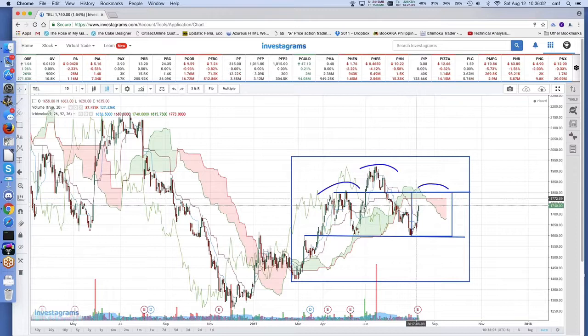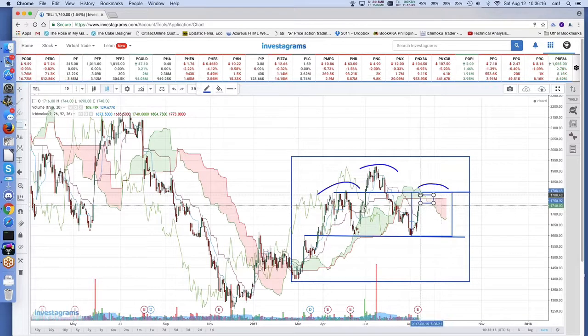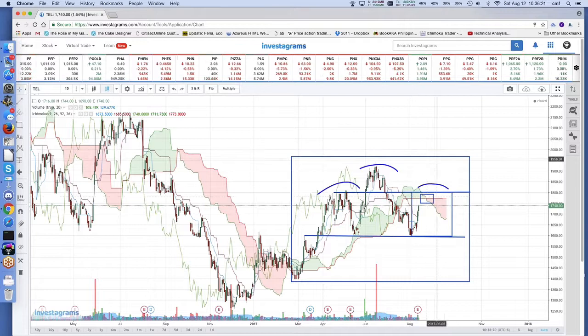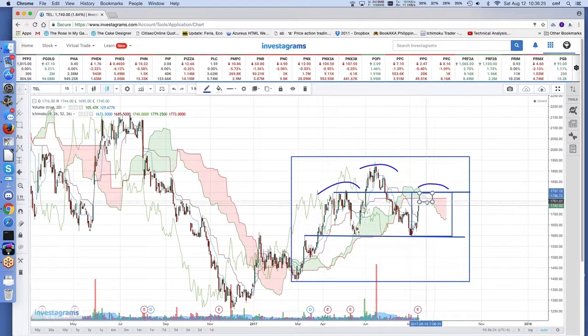We find the Senkou A and B, Senkou B here, Senkou A here, resisting at this area. And also we saw a bearish kumo twist. So we know that there's a huge chance that this will not break out. This will have a hard time breaking out because of the kumo twist and also the Senkou A and B at the same area.